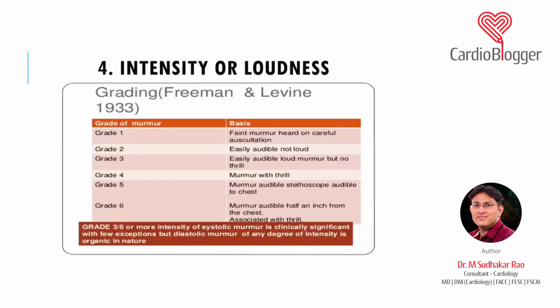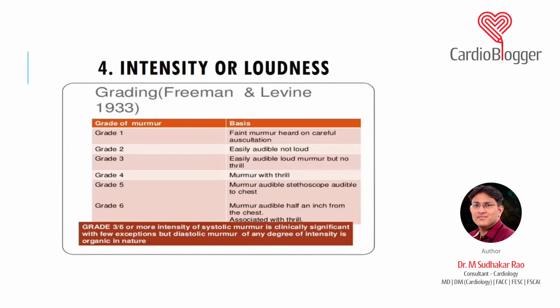So next is the intensity of the murmur. I think this is something which you will be learning from your MBBS days. We know that all the murmurs, systolic murmurs, are graded up to 6, and it was Freeman and Levine who gave the grading of systolic murmur. It is better if you remember this grading from higher to lower. That is grade 6, which is very less likely to be heard.